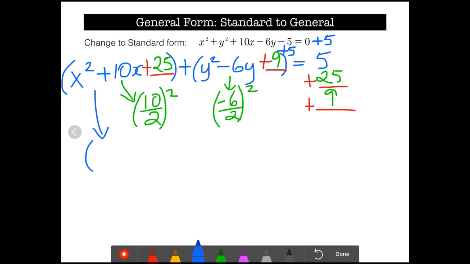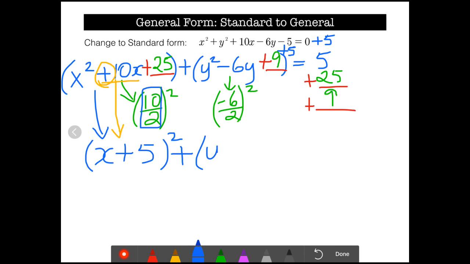It's going to be an x and then plus 5, which once again we got from this whole thing right here. And we keep the sign that came from here. So whatever was with the 10 right there, that's what sign we're going to keep. And then plus, oh, I forgot the square. And then y, and this one's going to be a minus 3 squared equals, on the other side we have 39.